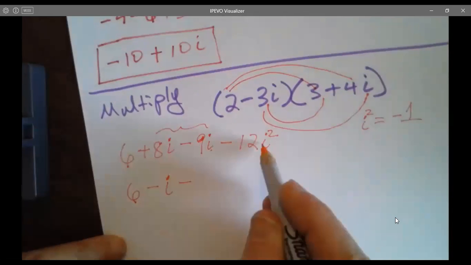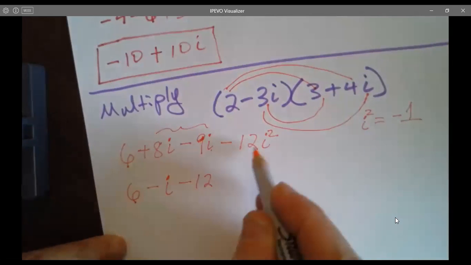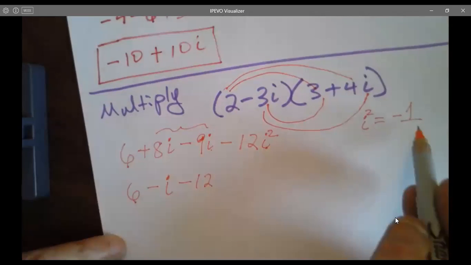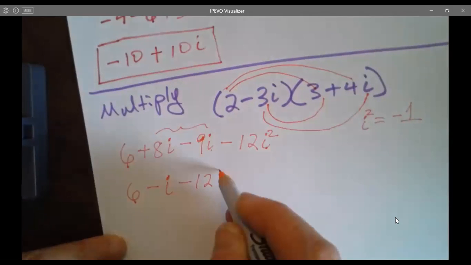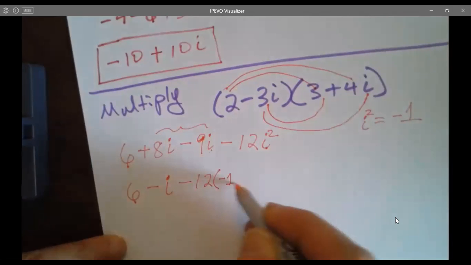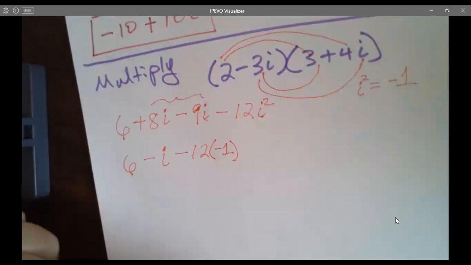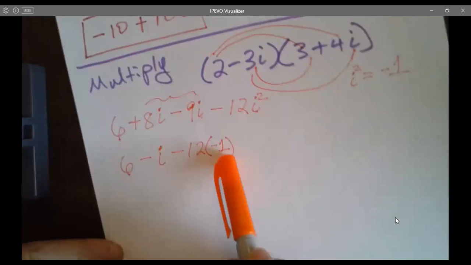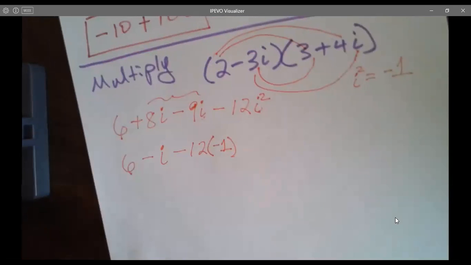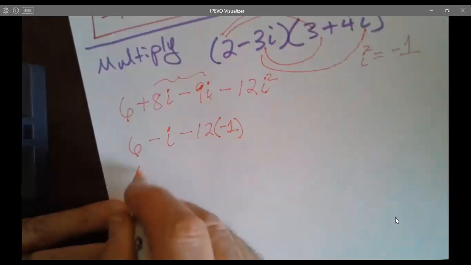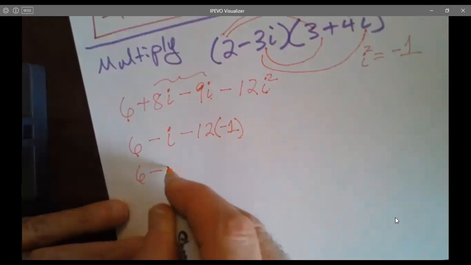Minus, and then 12. Now we're going to change that i squared to a -1. So this is 12 times -1, right? So negative 12 times -1, negative times negative is a positive. So 6 minus i plus 12.